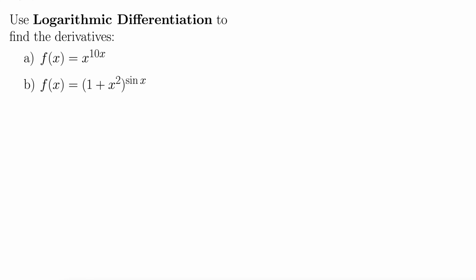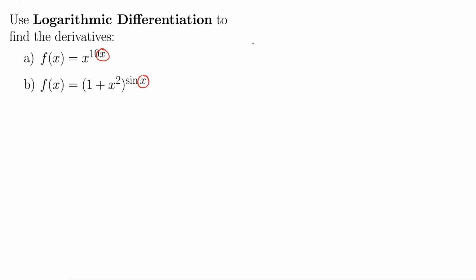In this example, we want to use logarithmic differentiation to find a couple derivatives. Part A says f of x equals x to the power of 10x. And a clear giveaway that you want to use logarithmic differentiation is when you have these x's up in the exponent. The power rule doesn't work there, so we need to use logarithmic differentiation to get those x's down.